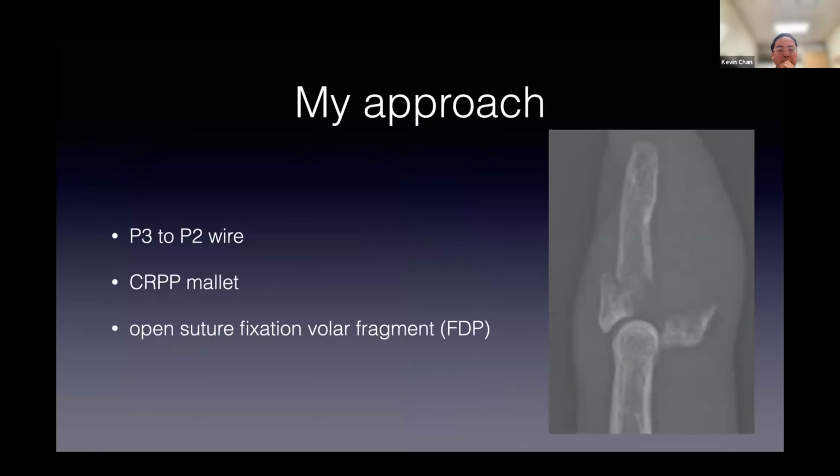My approach with this was to try to stabilise or align the distal phalanx main fragment with the middle phalanx, which we did with, it's not really an articular K-wire, but an intramedullary wire, and then do a closed reduction and pinning of the dorsal fragment and an open suture fixation of the volar fragment.